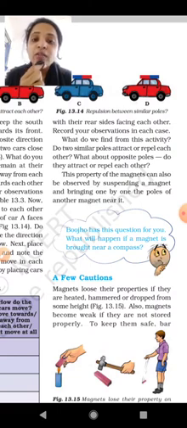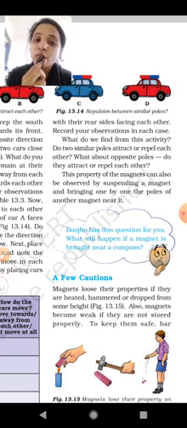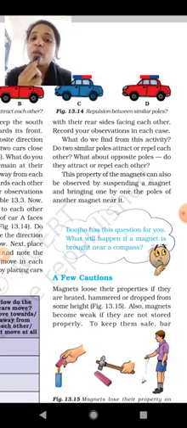What do we find from this activity? Do two similar poles attract or repel each other? That is what we have to observe: whether two similar poles attract towards each other or repel each other. What about the opposite poles? Do they attract or repel each other?